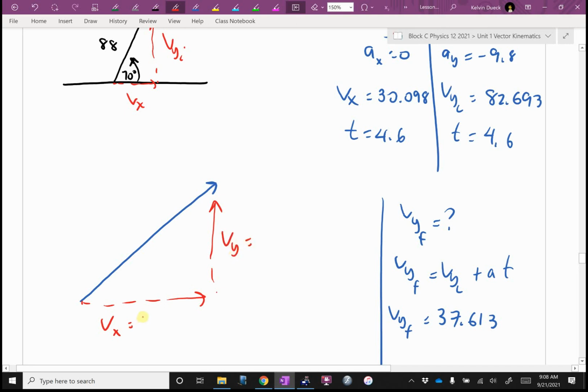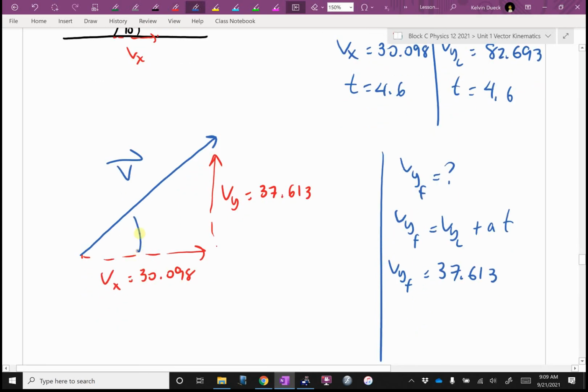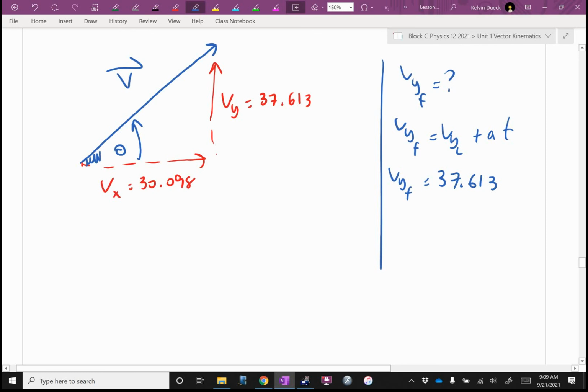And now I can plug this in: 30.098 and 37.613. This is why I've said to you, if they give you time, the question tends to fall apart. They gave me a time. I've got something I can go in both columns. I'm pretty flexible here. And this is the velocity that they want me to find. I guess theta is going to go in the bottom left. Hopefully this is getting repetitive now, where you're going, I've done a bunch of these.